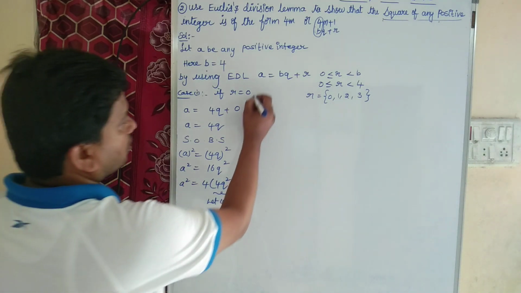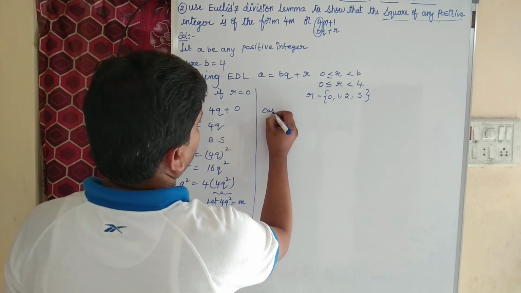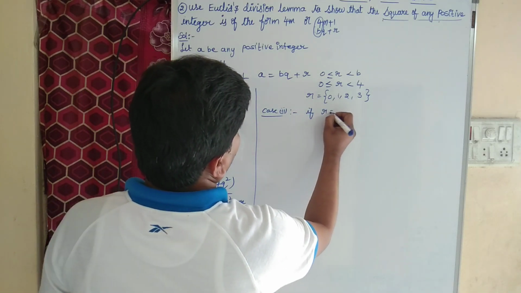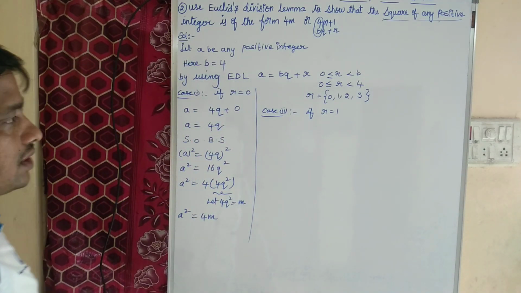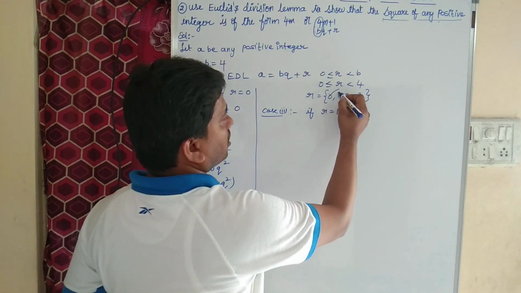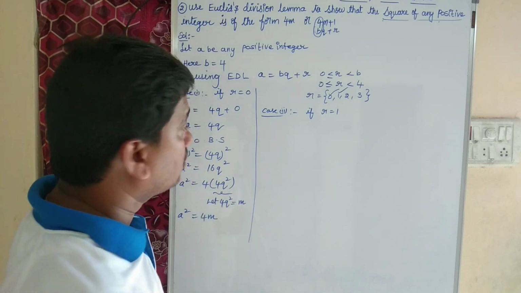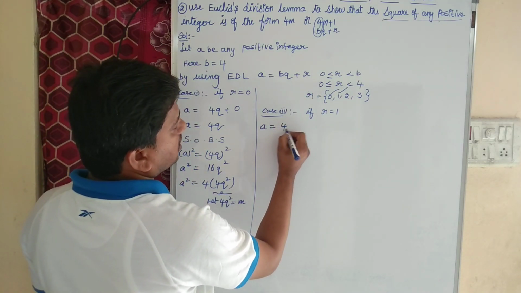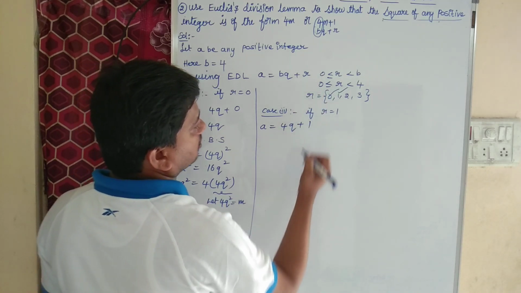Now coming to case 2, if r equal to 1. Case 2 is if r equal to 1. First we took r equal to 0, now we are taking r value 1. What is Euclid division lemma? A equal to bq plus r. B means 4, q plus r means 1.